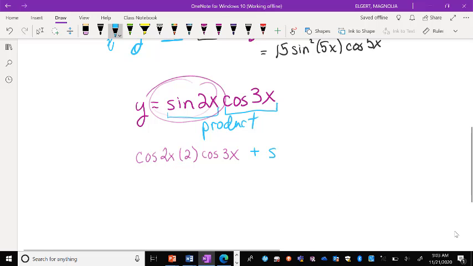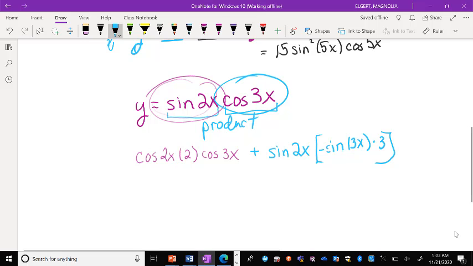now I'm going to keep the sine of 2x. And now I need to do the derivative of this. So is there a power? No. So now we do the trig function. What's the derivative of cosine? Get negative sine, keep the angle, multiplied by the derivative of the angle, which is 3.